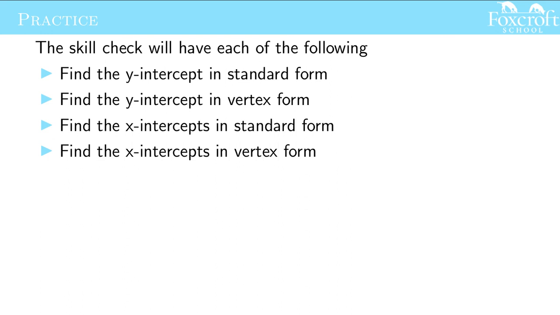All right, so now it's time to practice finding your intercepts. On the skill check, there's basically one of each type of problem. You have to find the y-intercept in standard form. You have to find the y-intercept in vertex form. That's the one that requires more of the order of operations. Then you have to find your x-intercepts in standard form. That's the factoring or quadratic formula way. And your x-intercepts in vertex form. That's the square root way. So just one of each of the types of problems that we've done throughout this video.